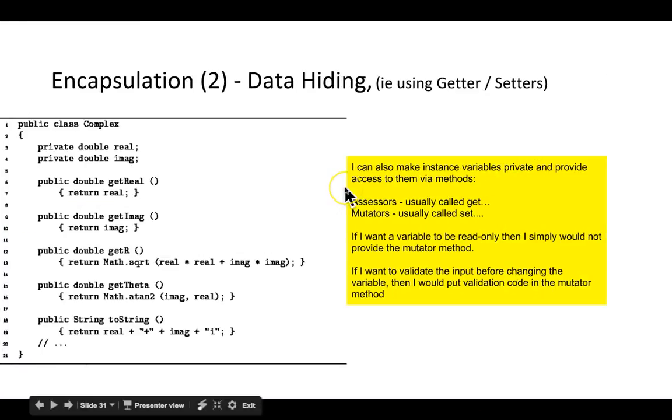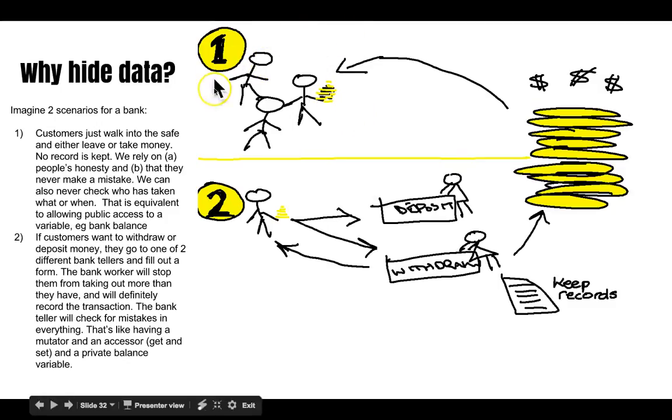Now, if you remember, we talked about why would we hide data? We talked about two scenarios about people walking into a bank and just lifting money or leaving their money there. And we also talked about a second scenario where you walk into a bank and you have to make a queue and go through the deposit clerk or the withdrawal clerk who checks whether you've got enough money in your bank account. Well, if we have a bank account and our balance is public, it's a little bit like just allowing people to walk into the bank and pick up any money they want to or put in any money they want to without keeping any record of it at all. Because we're allowing people to change that number without doing anything or validating it at all.